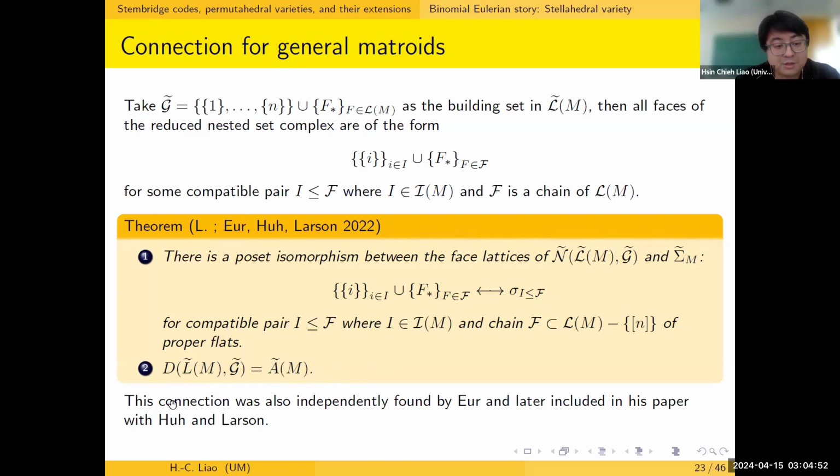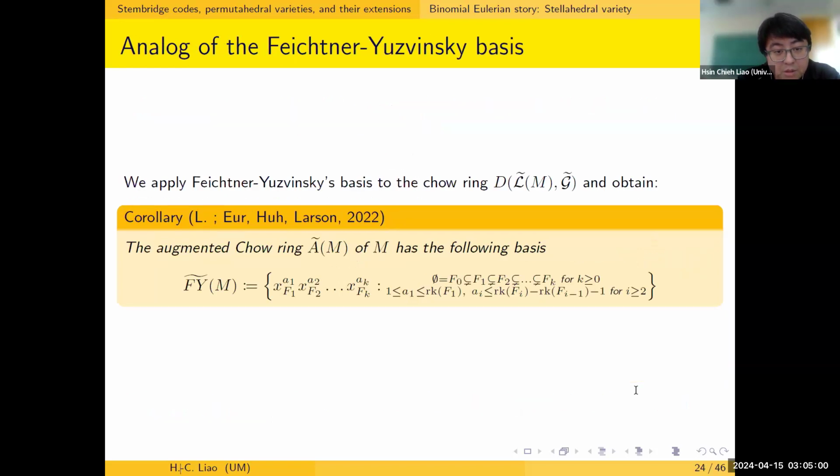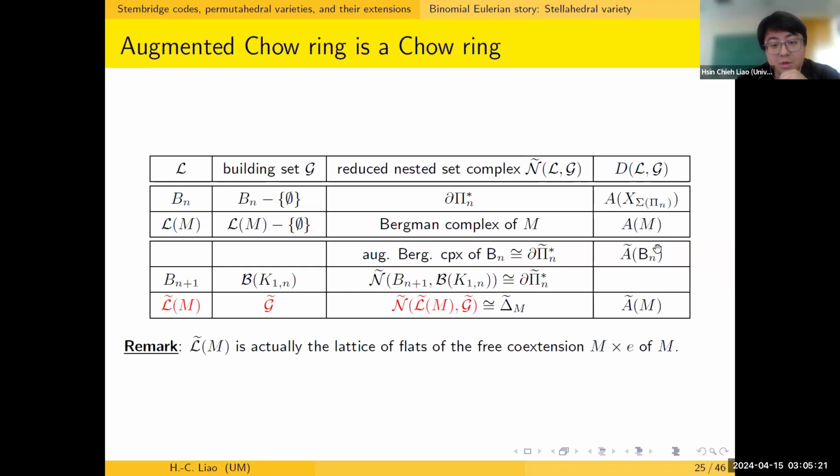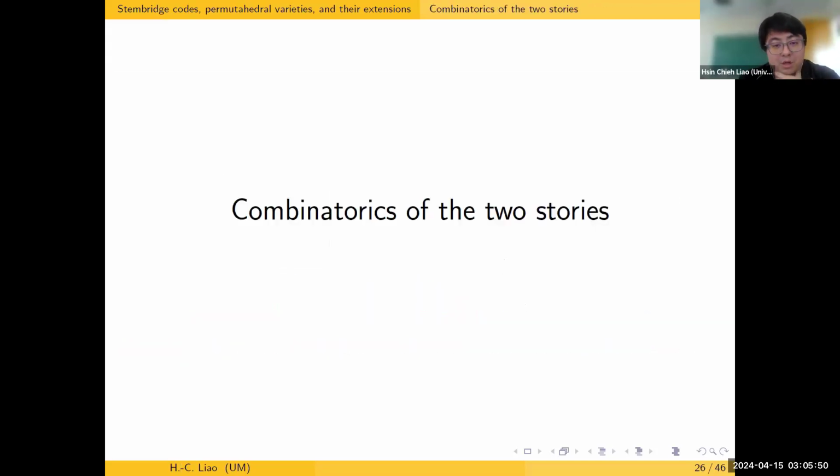This connection was also independently found by Ure and later included in their paper with He and Larson. That's why we know that this D L tilde M G is the augmented Chow ring. So we have a basis coming from Feichtner-Yuzvinsky theory, and that's how we obtain the basis. We fill out this table. We show that this augmented Chow ring comes from looking at this new lattice and this new building set, and the reduced nested set complex is the augmented Bergman complex. The remark here is that this new lattice is also the lattice of flats of a matroid called the free coextension of our M. Okay, so that's the basis part.